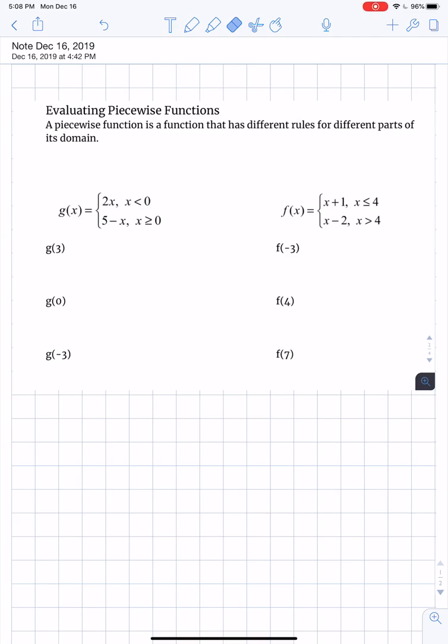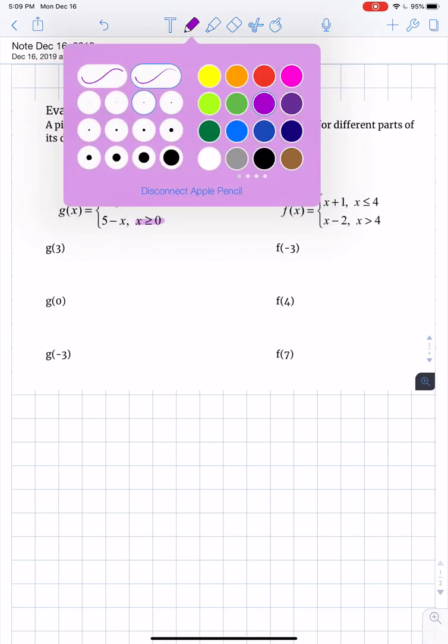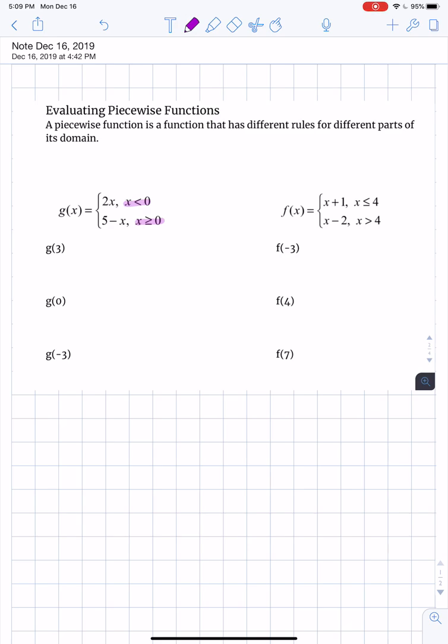Evaluating a piecewise function is actually not too hard because it tells you what to do. The rules are right here. Basically that's just saying if x is less than 0, then do this. And if x is greater than or equal to 0, then do this.